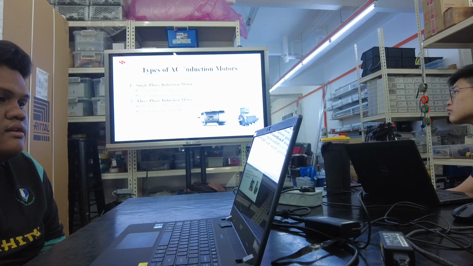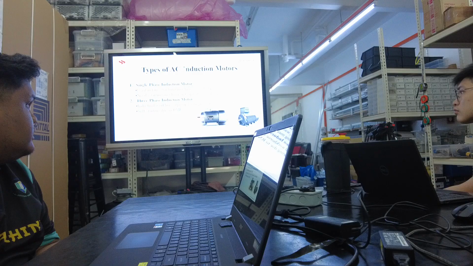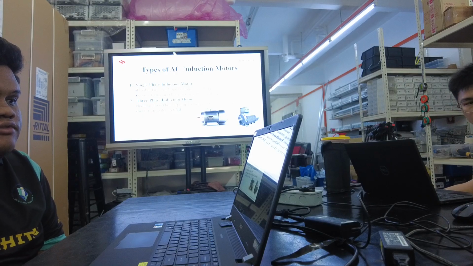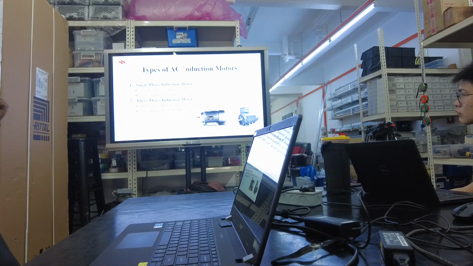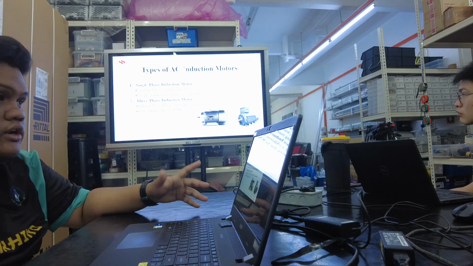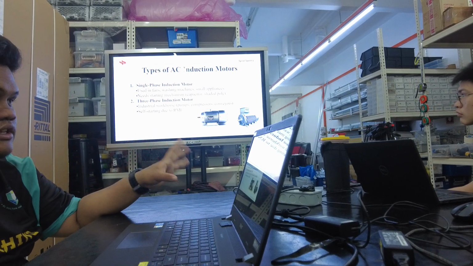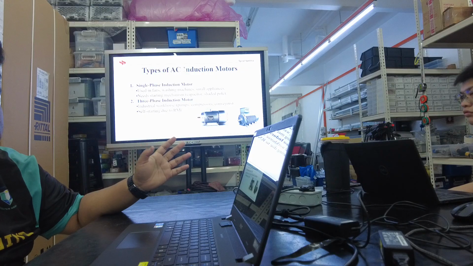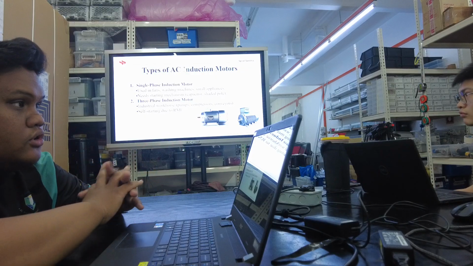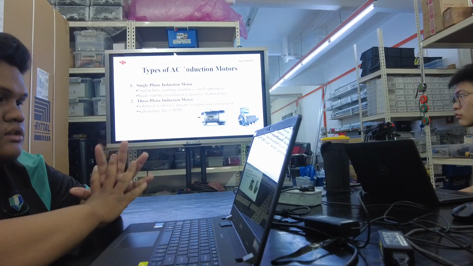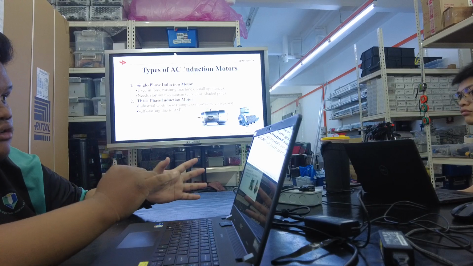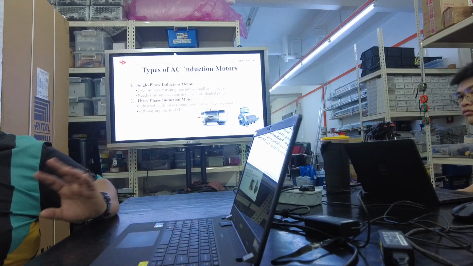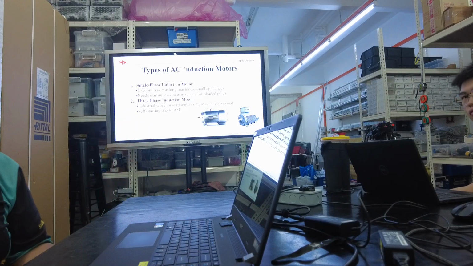Then actually we have two types of AC induction motor: a single phase induction motor and a three phase induction motor. For single phase, mostly we see it in fans, the small ones, and also washing machines. But the three phase induction motor is mostly used in manufacturing and industry, for pumps, compressors and conveyors. Right now in this workshop we have this one, a three-phase induction motor.